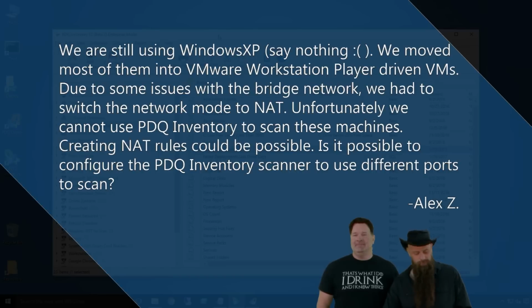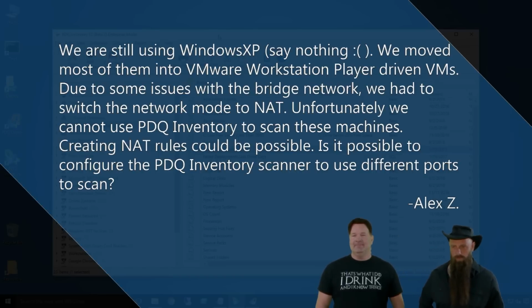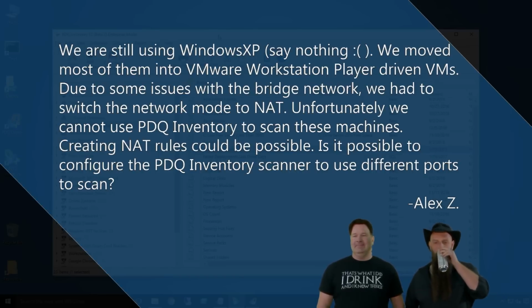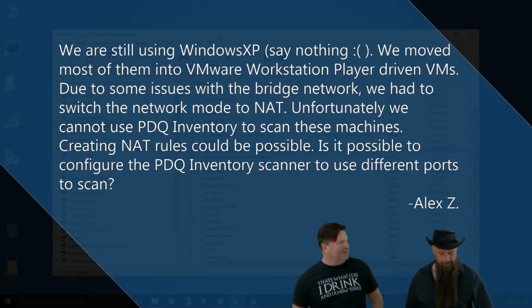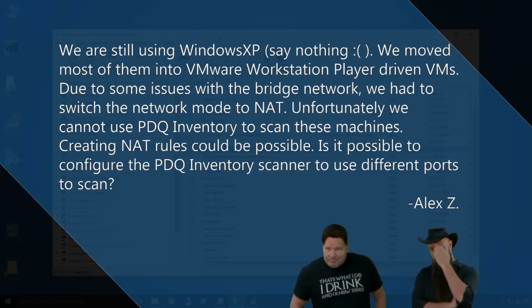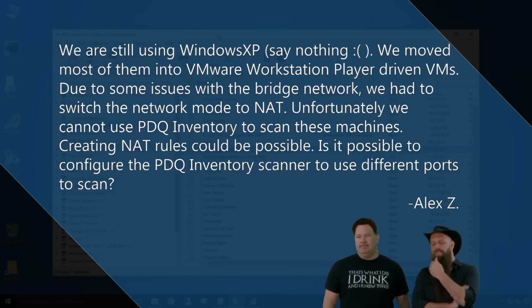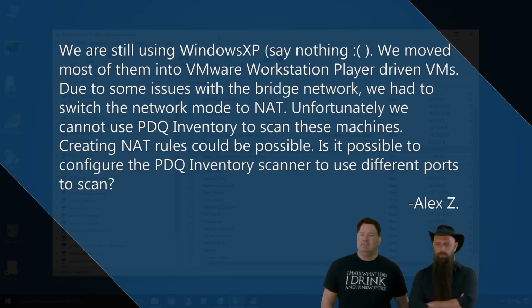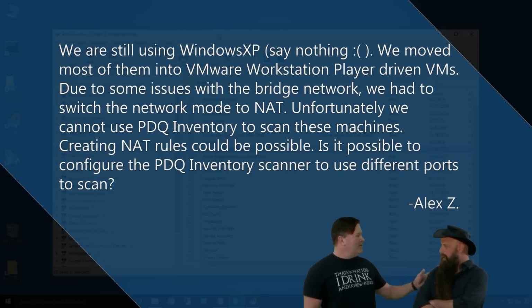All right, dearest Shane and Lex, we are still using Windows XP. We moved most of them into VMware Workstation Player driven VMs. Due to some issues with the bridge network, we had to switch the network mode to NAT. Unfortunately, we cannot use PDQ Inventory to scan these machines. Creating NAT rules could be possible. Is it possible to configure the PDQ Inventory scanner to use different ports to scan? Sincerely, Alex Zzz. No.